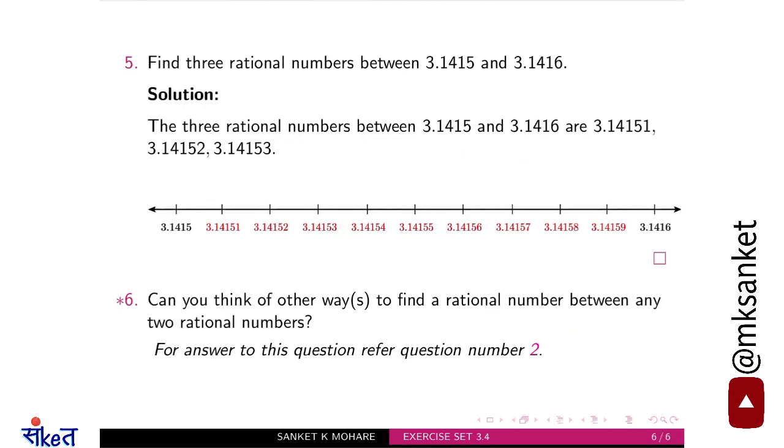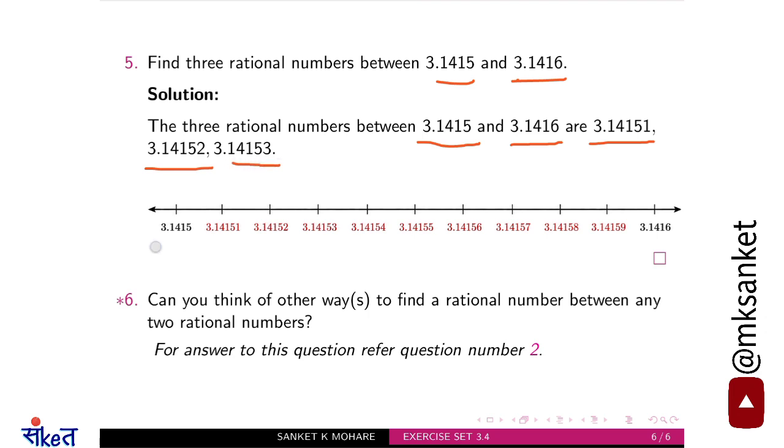Next, question number 5. Find three rational numbers between 3.1415 and 3.1416. If you see these two numbers, it looks like they are consecutive, but they are not consecutive numbers. Why? Because there are so many rational numbers in between these two numbers. The three rational numbers between 3.1415 and 3.1416 are 3.14151, 3.14152, 3.14153. These are the three numbers.